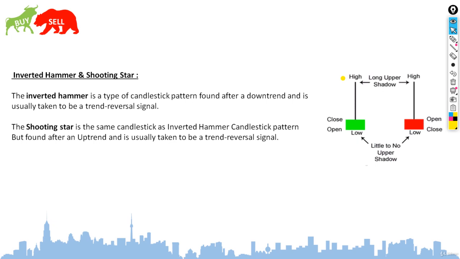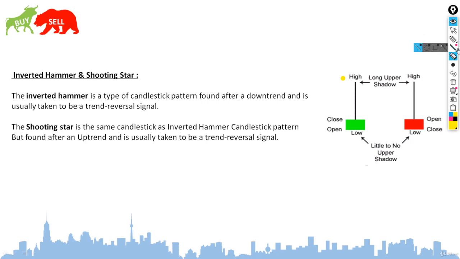The inverted hammer is a type of candlestick pattern found after a downtrend, and it is usually taken to be a trend reversal signal. The shooting star is the same candlestick as the inverted hammer candlestick pattern, but found after an uptrend, and is usually taken to be a trend reversal. So the inverted hammer and the shooting star are the same candlestick pattern, like this. This is the candlestick, but we differentiate it by the trend.